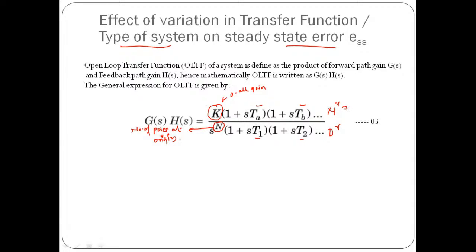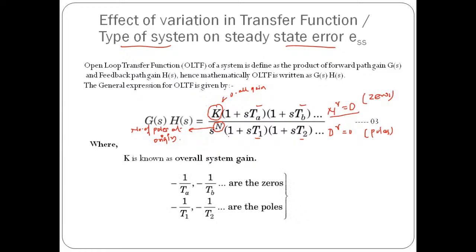If you equate numerator to 0, we can identify the concept of zeros. If you equate denominator to 0, we can identify the concept of poles. So if you equate s to the power n to 0, we can identify how many poles or how many complex frequencies are available at origin. Those complex frequencies are nothing but poles at origin. That is important.